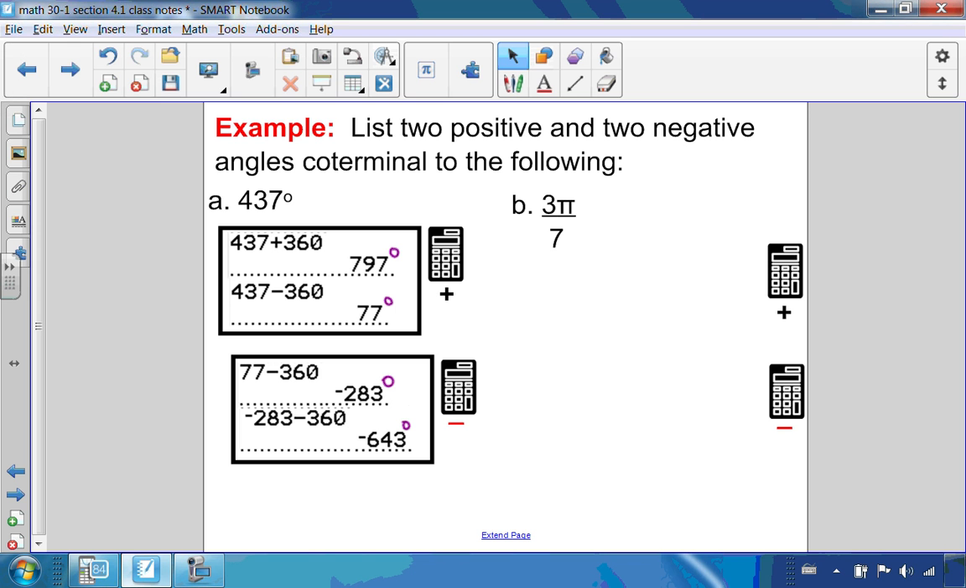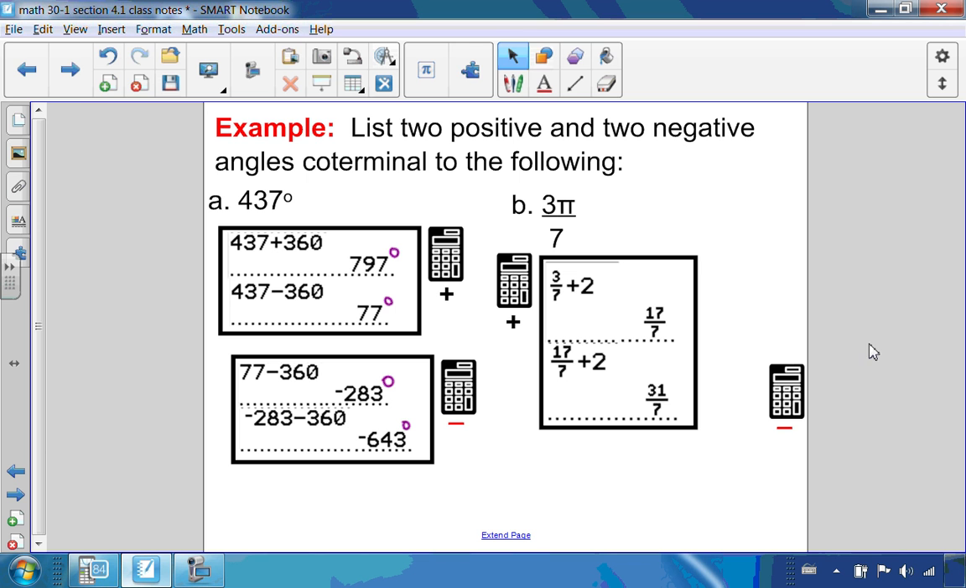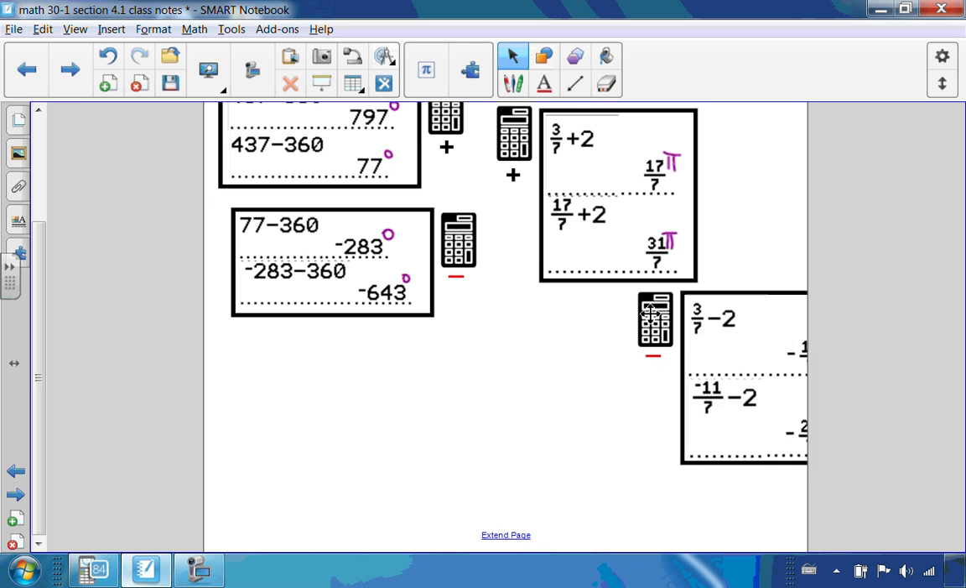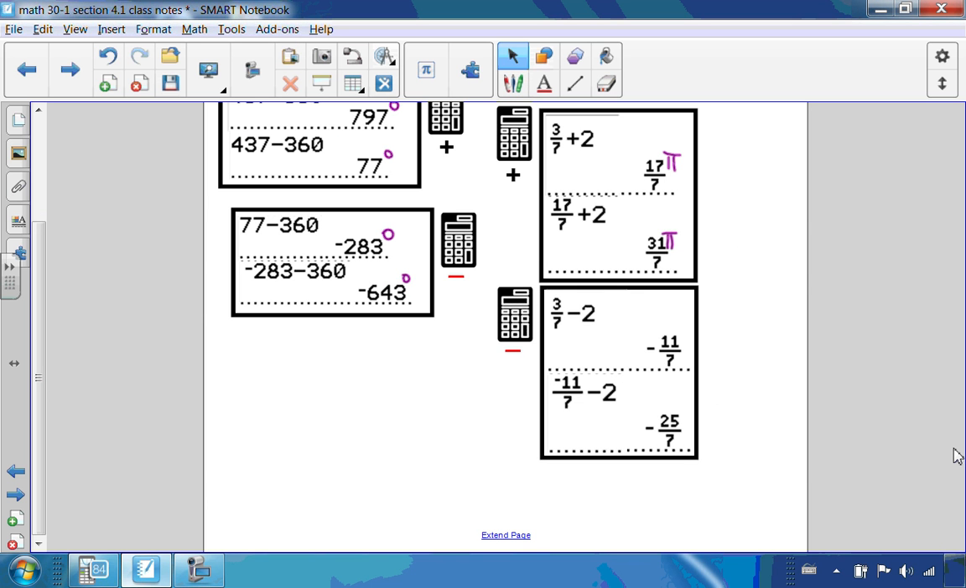I'm going to do the same thing for pi, but remember pi is an irrational number and I want exact values, so I'm always going to take pi out and put pi back. To create a coterminal angle to 3 pi over 7, I'm going to add multiples of 2 pi. So 3 over 7 plus 2, put pi back, is 17 pi over 7. Then I took that answer and added another multiple of 2 pi, again putting pi back. I can do the same thing starting with 3 pi over 7, and this time I will subtract multiples of 2 pi. So 3 pi over 7, take away 2 pi.